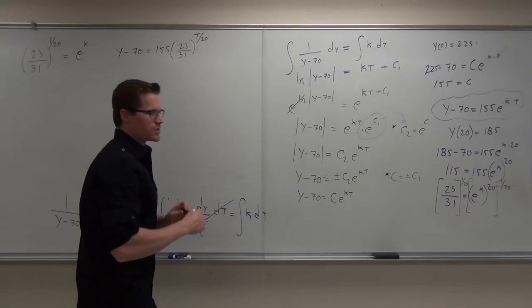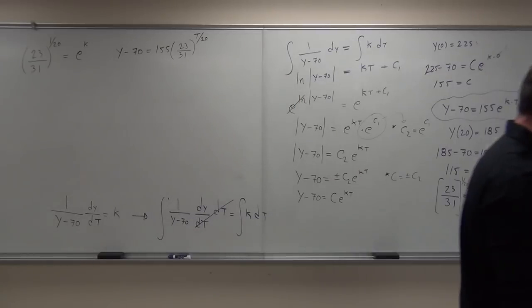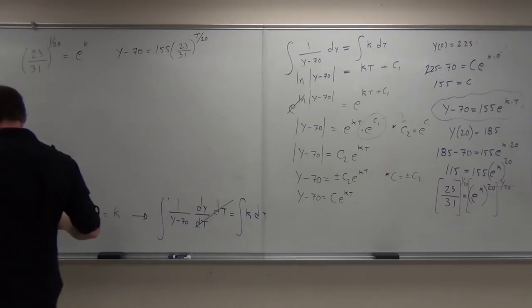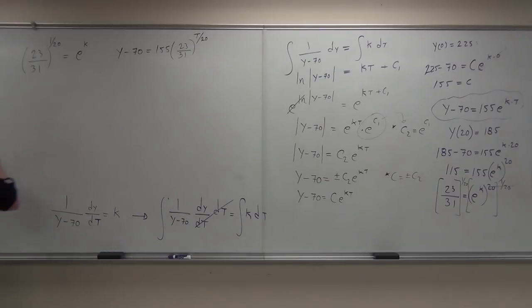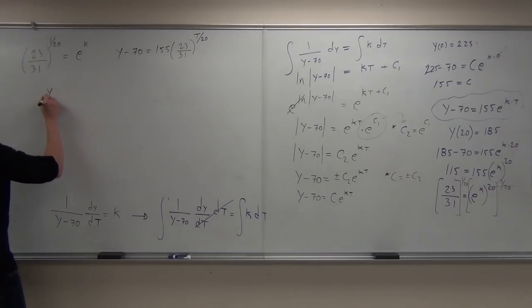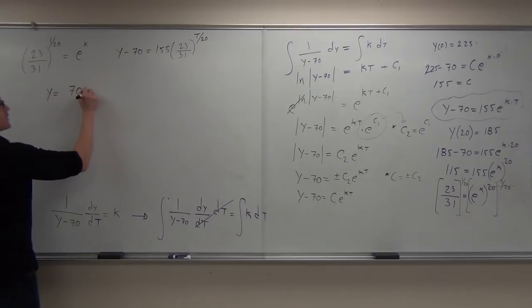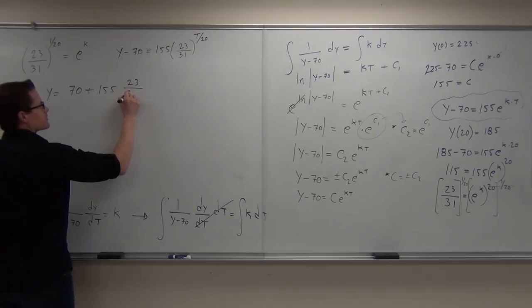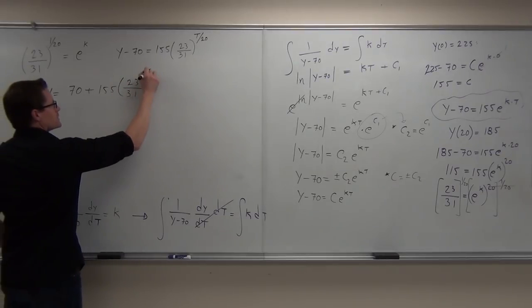Let's solve this for y. Just one little step. How can I solve it for y? Yeah, just add 70. So y equals 70 plus 155, 23 over 31 to the t over 20.